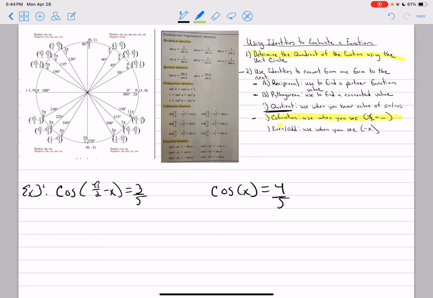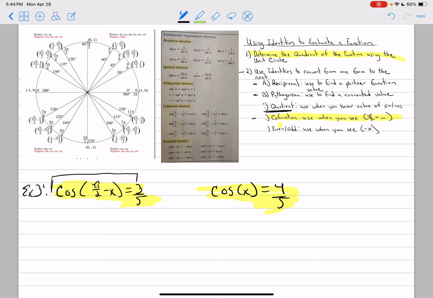All right, so example 3. Here's what I know. I know the cosine of pi over 2 minus x is 3/5, and I know the cosine of x is 4/5. So first thing I got to do is determine the quadrant. Why don't you all, first of all, figure out what you think this means?